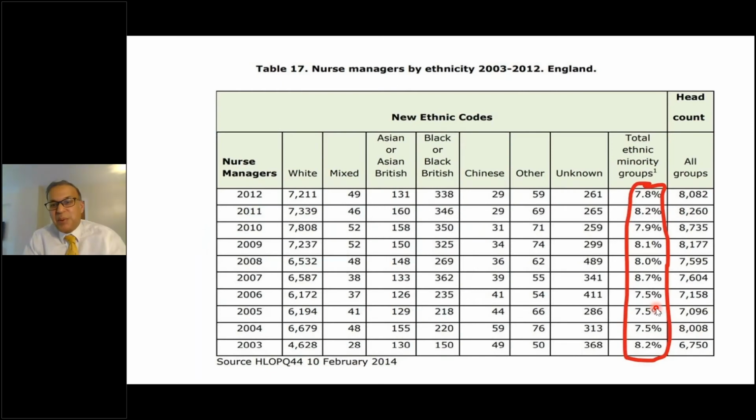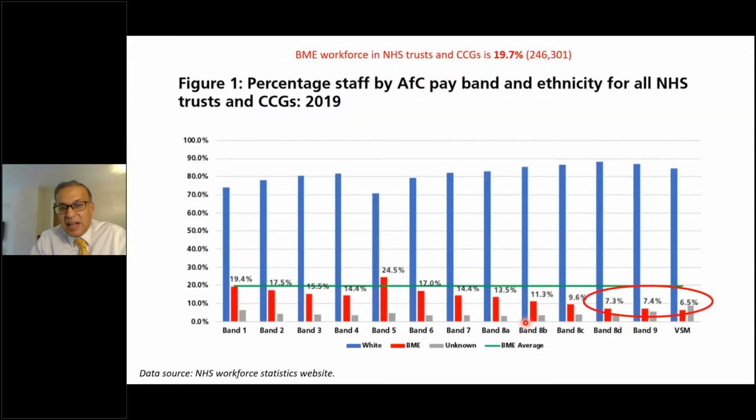This is a table from Roger Kline's report of 2014, which looked at nurse managers from ethnic minorities. And he showed that between 2003 to 2012, the proportion of nurse managers in England from ethnic minorities was less than 8%. And in 2019, 7 years later, if you look at the data, nothing has really changed.